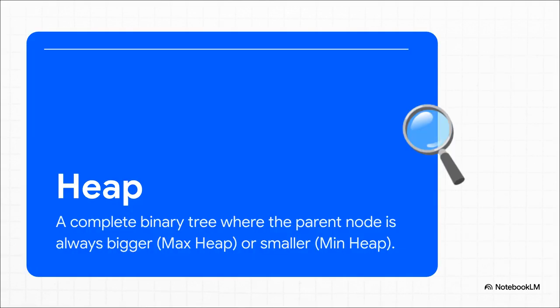Okay, our last organizer is called the heap. Now, don't worry about the technical definition on the slide. All you really need to know is its one golden rule. The most important item, whether that's the biggest or the smallest, is always sitting right there at the top. Every single time you add or remove something, the heap just instantly reorganizes itself to make sure that top spot is correct.